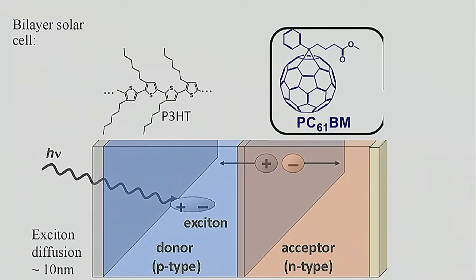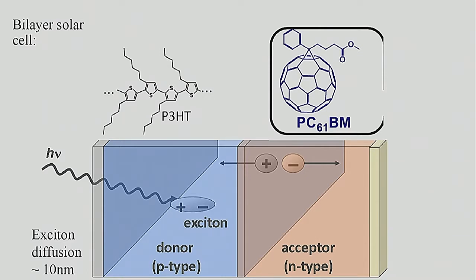So here's an example of what we'll call a traditional bilayer solar cell, where we have our P-type material, or donor, on one side and our N-type on the other side. In this case, P3HT, the polymer, is the donor, and PCBM, the carbon ball, is the acceptor. Now, sunlight enters and excites the donor material, P3HT. This creates an exciton, which is an electron-hole pair.